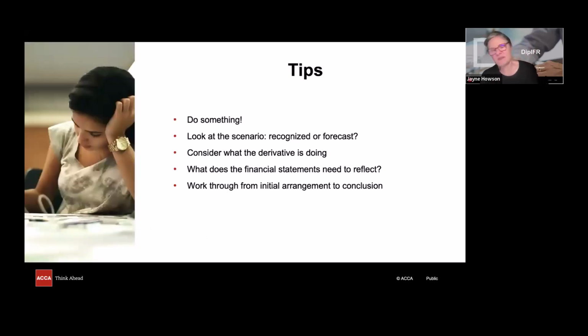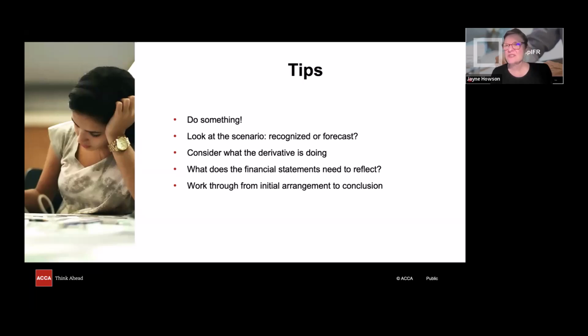Now, a few tips for when you're dealing with hedging. And I know this sounds really obvious. Please don't ignore it. Do something. Just sit and look at it and say, what is this doing? I need to reflect this in the financial statements. Look at the scenario. Is it a recognized transaction? Fair value hedge? Is it a forecast transaction? Cash flow hedge?